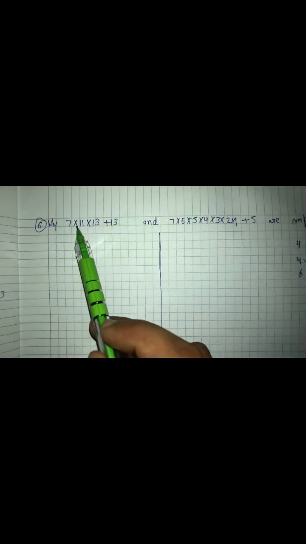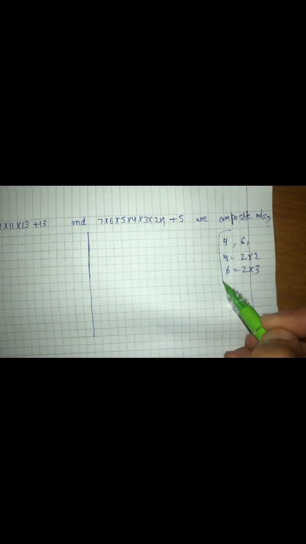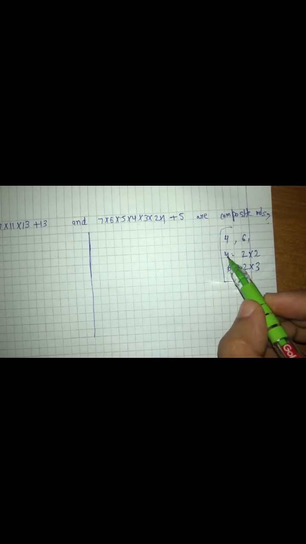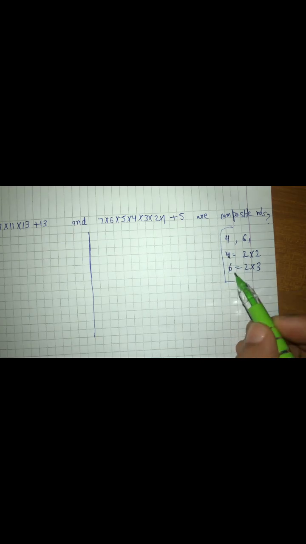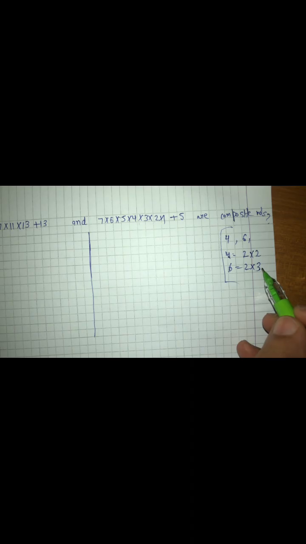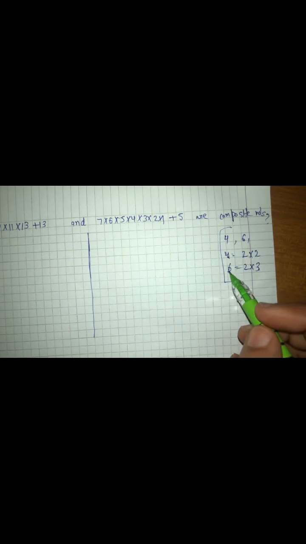Question number 6. Why are these two numbers composite numbers? What are composite numbers? Composite numbers are those numbers which have a factor other than 1 and the number itself. For example, 4 and 6. 4 is equal to 2 into 2. 6 is equal to 2 into 3. 4 has a factor other than 1 and 4, that is 2. 6 has a factor other than 1 and 6, that is 2 into 3. So these two numbers are composite numbers.